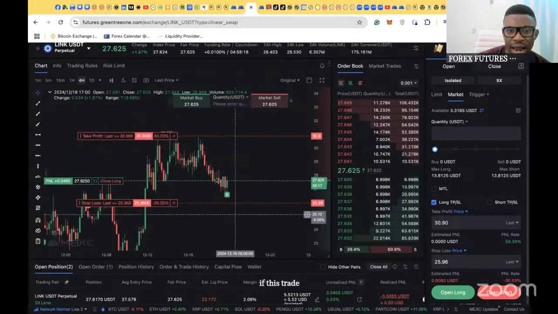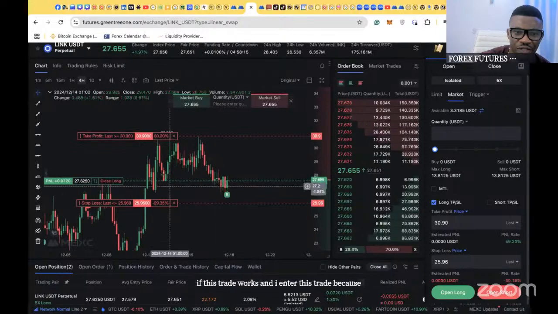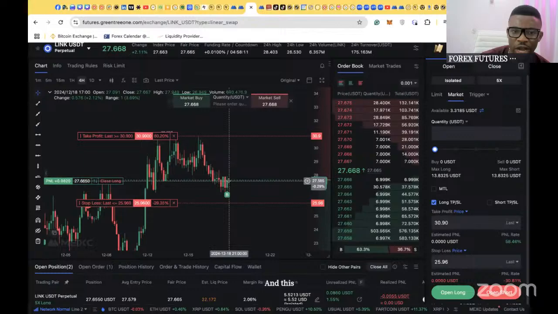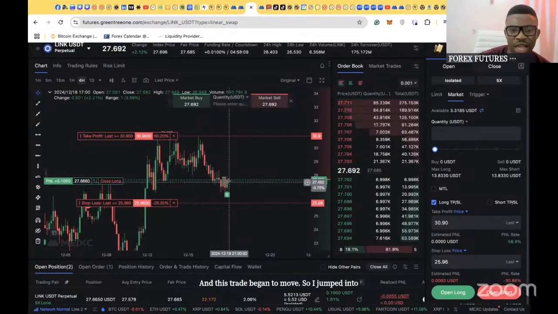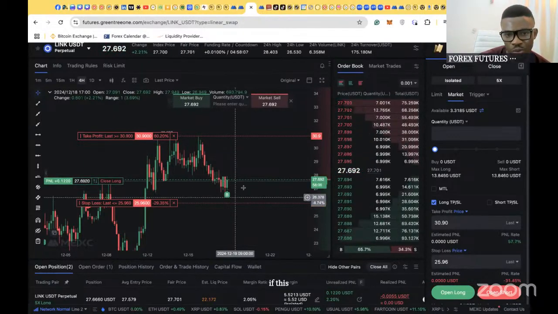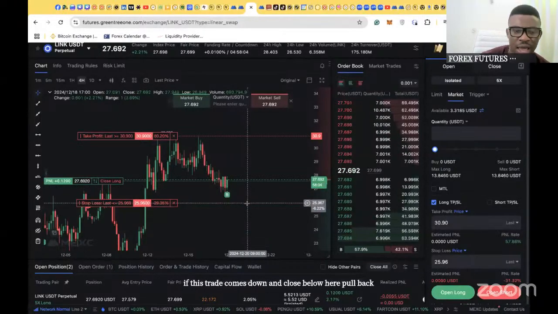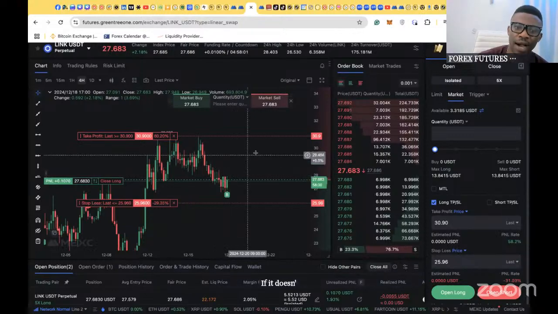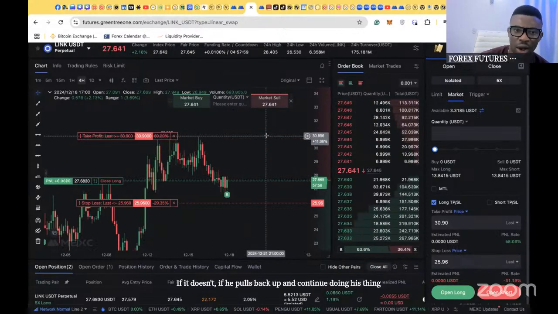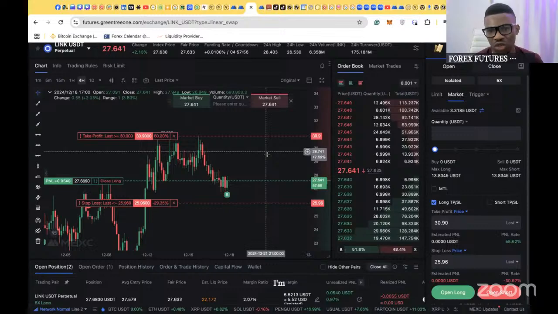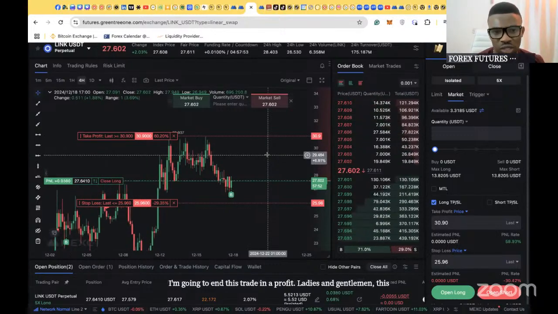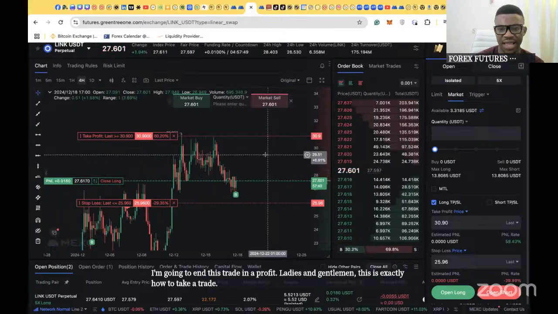I entered this trade because I saw a bullish engulfing on a support level here to the left-hand side. And this trade began to move, so I jumped into that asset. If this trade comes down and closes below here, my stop loss is waiting for it. If it pulls back up and continues doing its thing and gets to our target here, I'm going to end this trade in a profit. Ladies and gentlemen, this is exactly how to take a trade on the Mexc exchange.